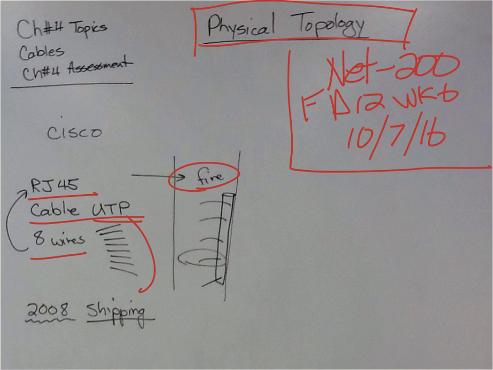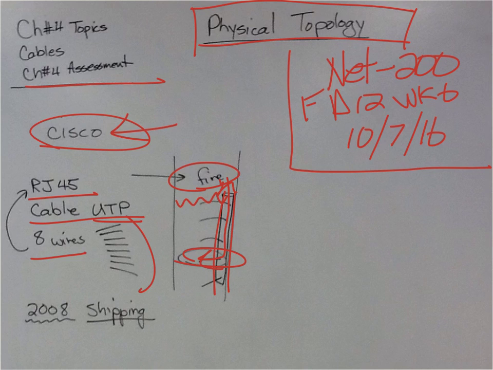I also talked about an example of large buildings that had cable runs. A fire would start up here. Next thing you know, the fire was down here. And what was happening was the fire was coming down the cable run. We talked a little bit about how Cisco maybe got its name, rumor mill. So we finished up some topics, talked about cables and the assessment.